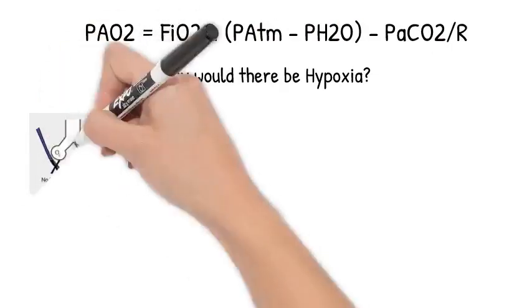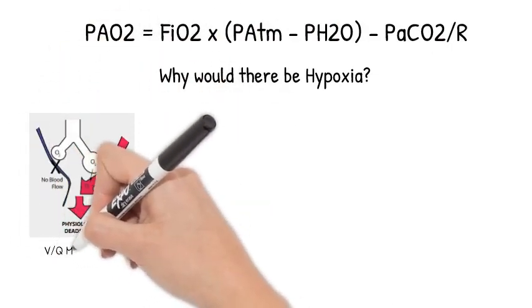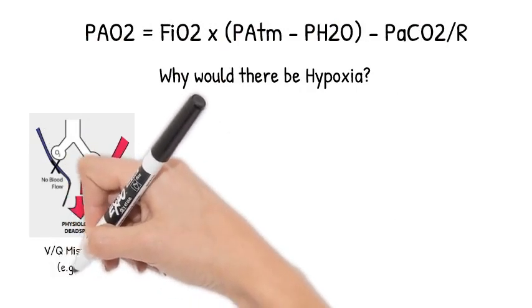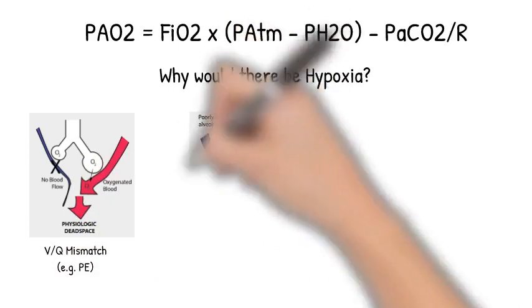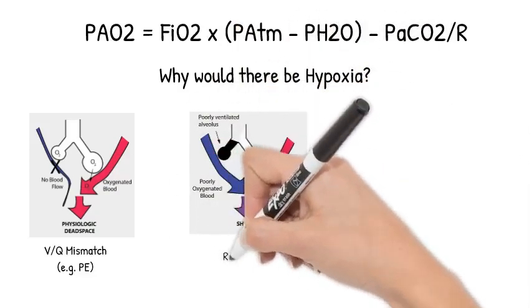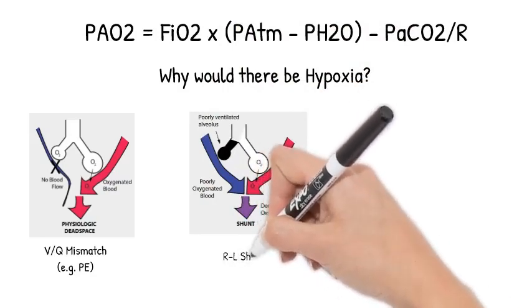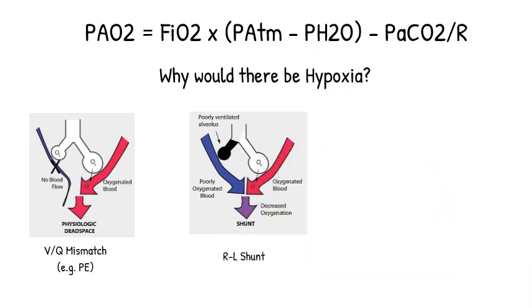So there's basically three reasons why there would be hypoxia. And the first one is that there is a VQ mismatch, for example, if you have a pulmonary embolus. So you are ventilating, but there's no blood coming past. The next option is that you have a right to left shunt. So you are perfusing, but you are not ventilating. There's no oxygen being added into the blood.